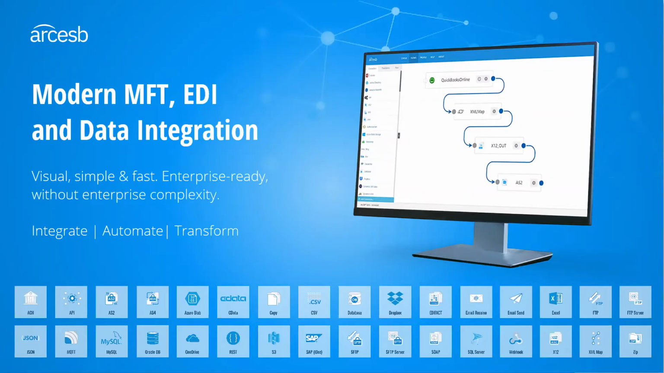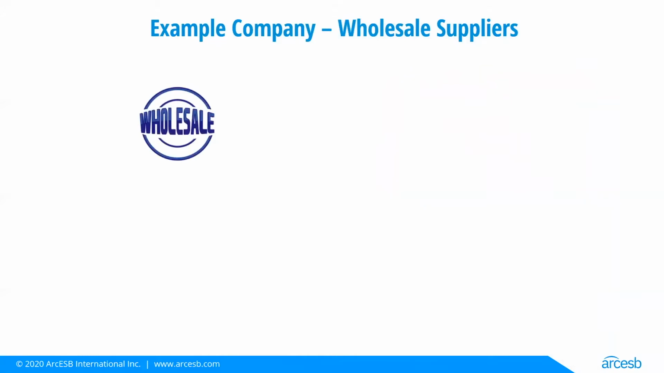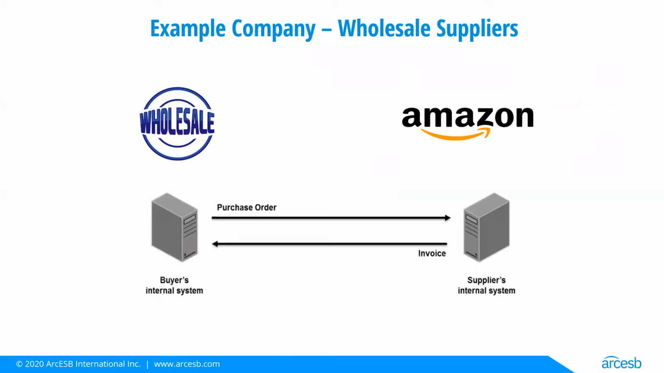For those of you who watched our first and second webinars, you will know that we talked about an example company that we called Wholesale Suppliers. Now, Wholesale Suppliers is a manufacturing business that would like to sell its products on Amazon's platform. To do this, they obviously need a system to exchange business documents with Amazon. And since they have a large volume of transactions on a daily basis, they would like to do this over the AS2 file transfer protocol, just to make sure everything is secure and reliable.